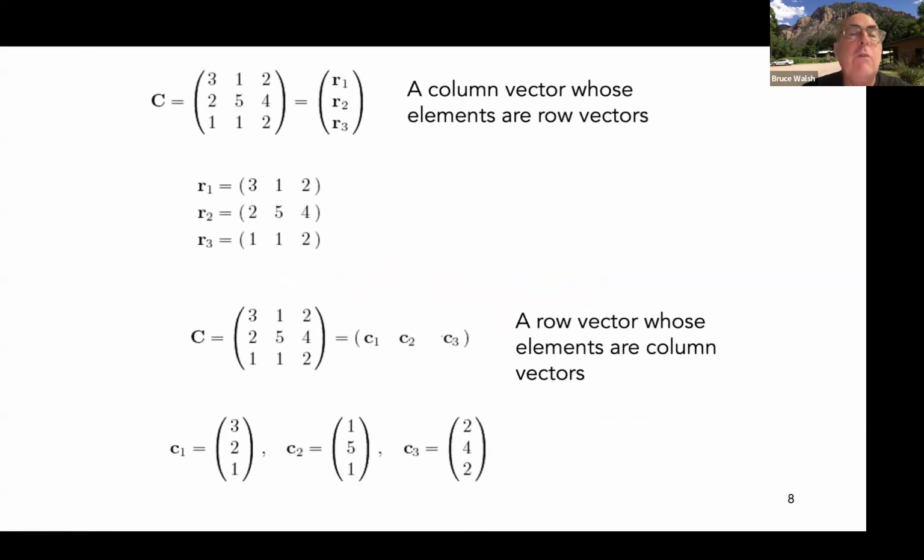Now let's see exactly what I mean by that. Here's that same matrix C. I've now written it as a column vector. So it's a column with elements 1, 2, and 3. And element 1 is this row vector. Element 2 is that row vector. Element 3 is that row vector. So I can write this matrix as a column vector whose individual elements are row vectors. We'll see why we want to do that in a second. Or I can write this same matrix as a row vector whose individual elements are column vectors. Now you might ask, why do we do that? And the reason we do that is this is the basis for matrix multiplication, as we'll see in a second.